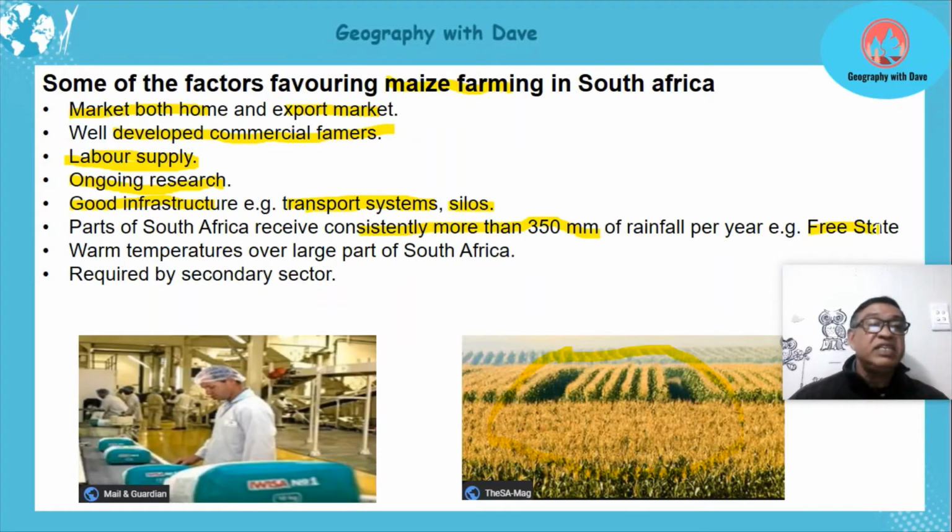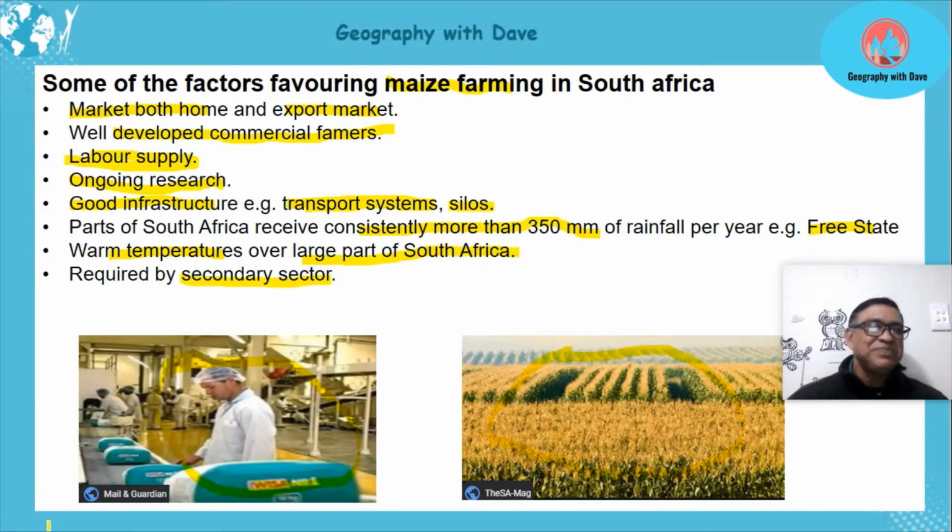Example, the Free State for the growing season, it's good. So we have quite a significant part of South Africa situated in those areas, like the Free State, that have the good suitable rainfall for growing. And of course, warm temperatures over a large part of South Africa also to allow it to grow properly. We also learned that it's required by the secondary sector, same like bee farming. Here's an example, Iwisa. Can you see? Maize meal being produced and packaged.